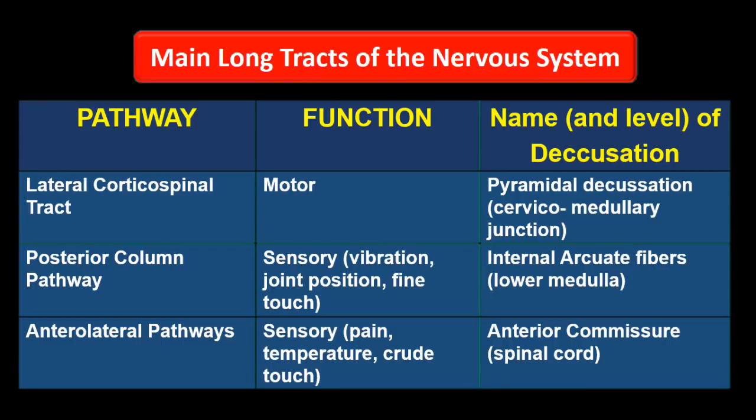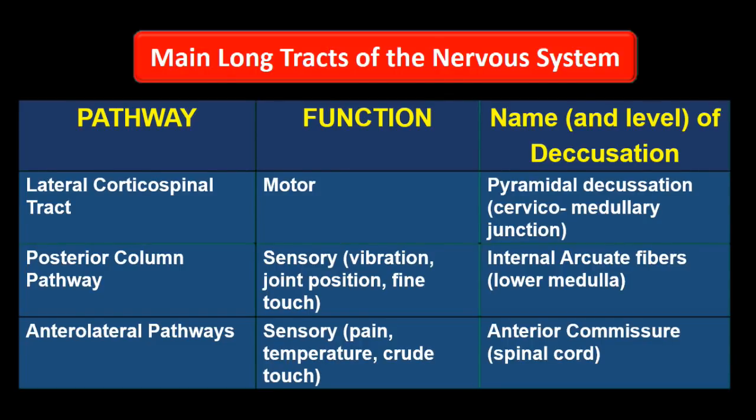Let's talk about the lateral corticospinal tract. This is motor. Take note of the level of the decussation. It's at the pyramidal part of the medulla, in the cervicomedullary junction. So from the cortex, it goes down, and at the level of the lower medulla, it crosses to the opposite side to innervate the contralateral side. That's the pyramidal decussation.